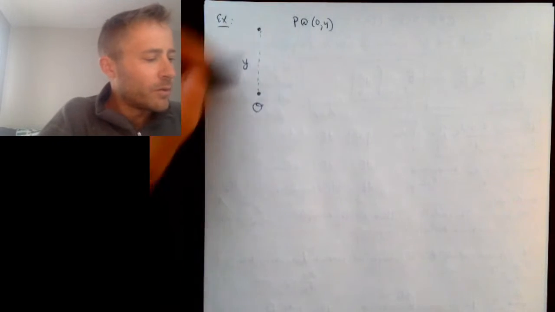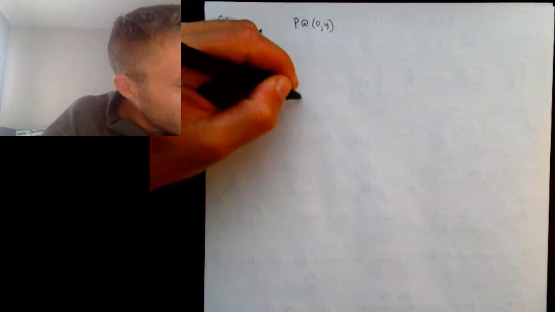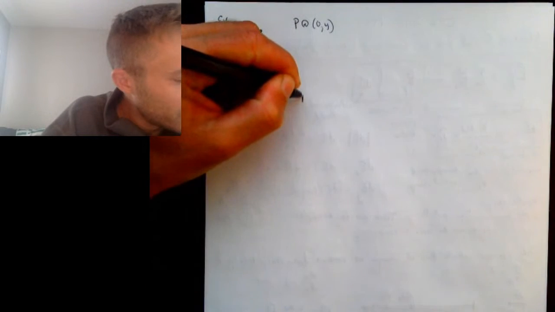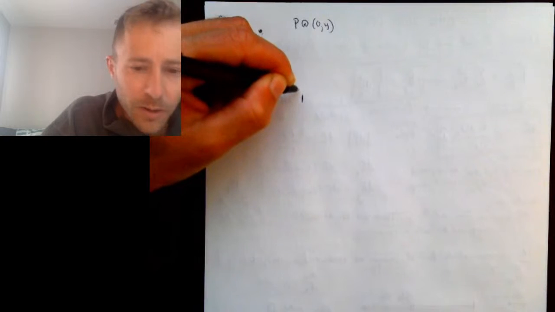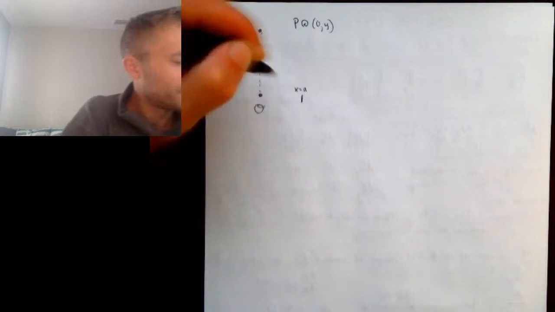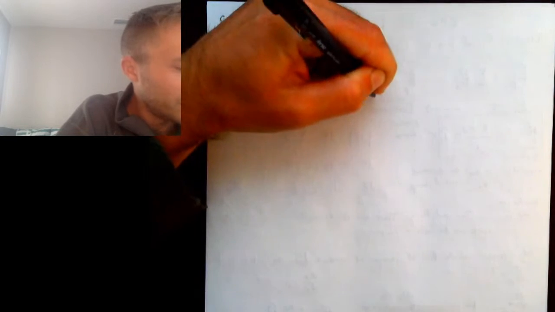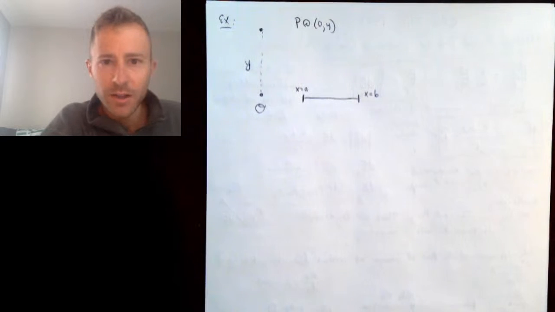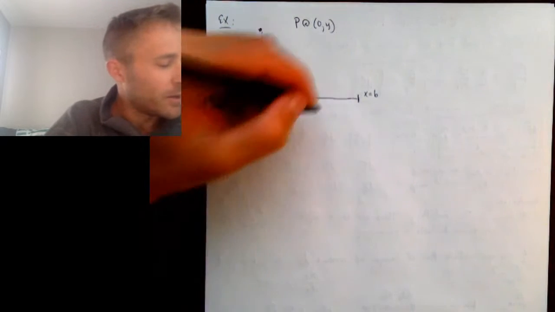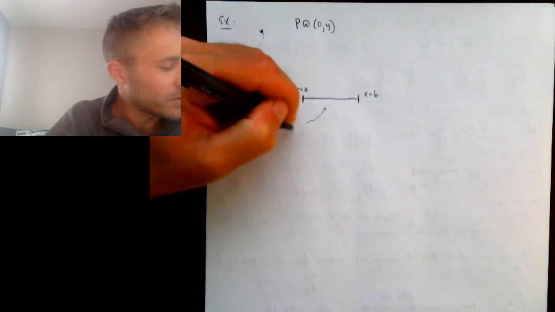All right, so here's the point P. And then we have a line of charge that extends from x equals a all the way over here, to x equals b, along the x-axis, and the linear charge density here is constant.